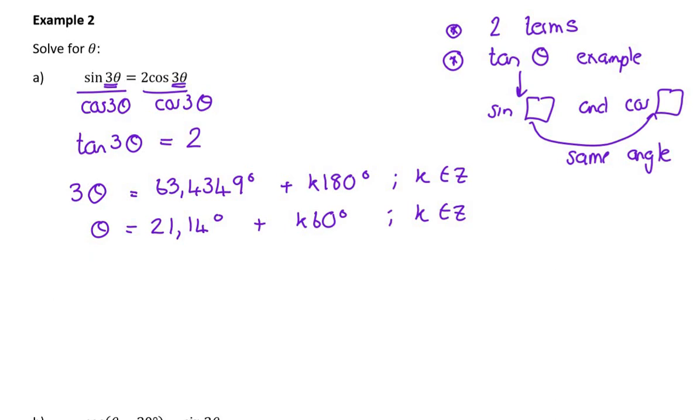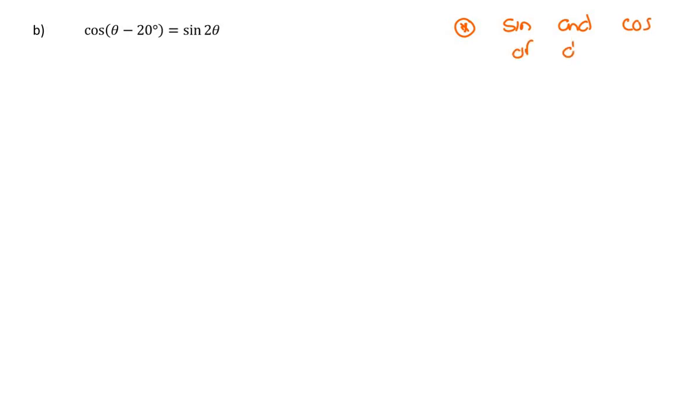Great, so that's the easy sine and cos equation. If they're the same angle, look out for the tan. Now, what's the more difficult example? The more difficult examples are where you have sine and cos of different angles. And this is where I'm going to go a little bit more slowly. So if you have sine and cos of different angles.